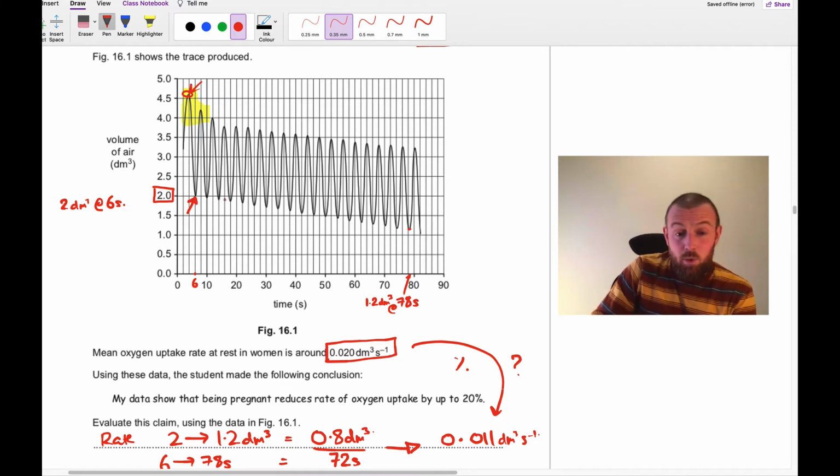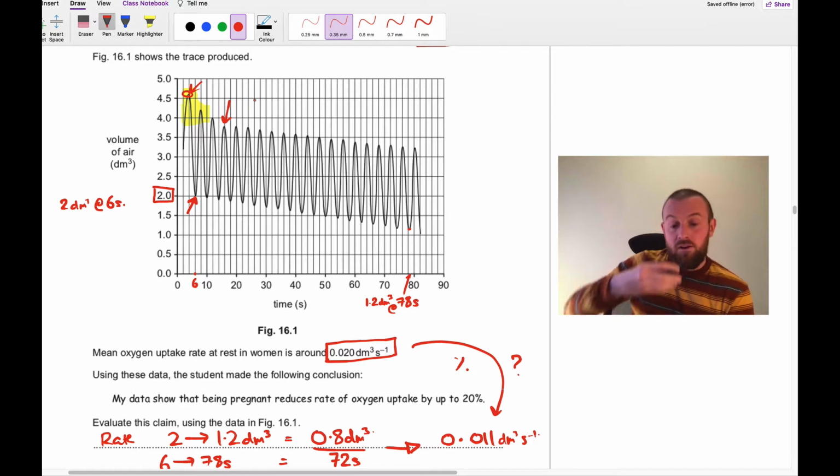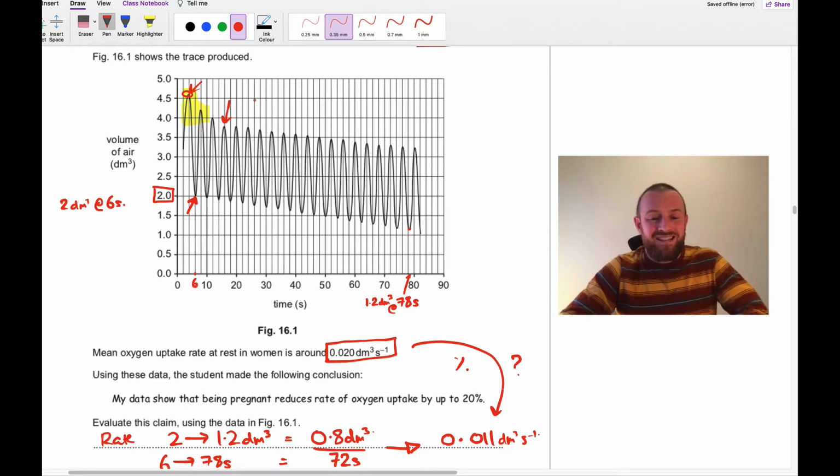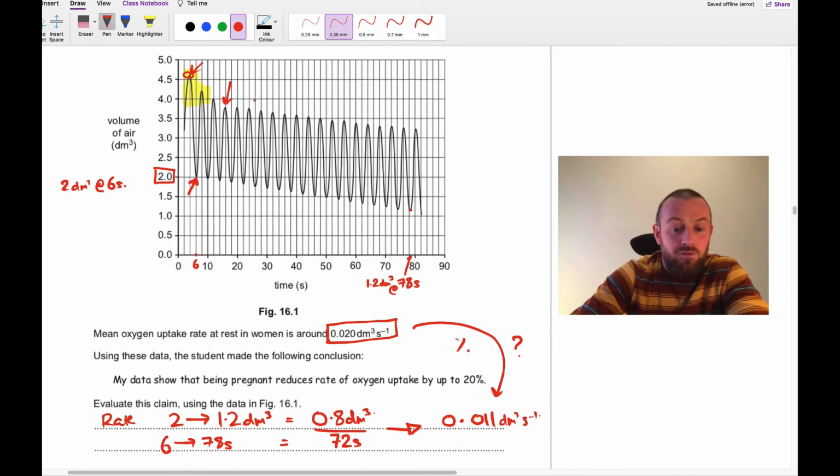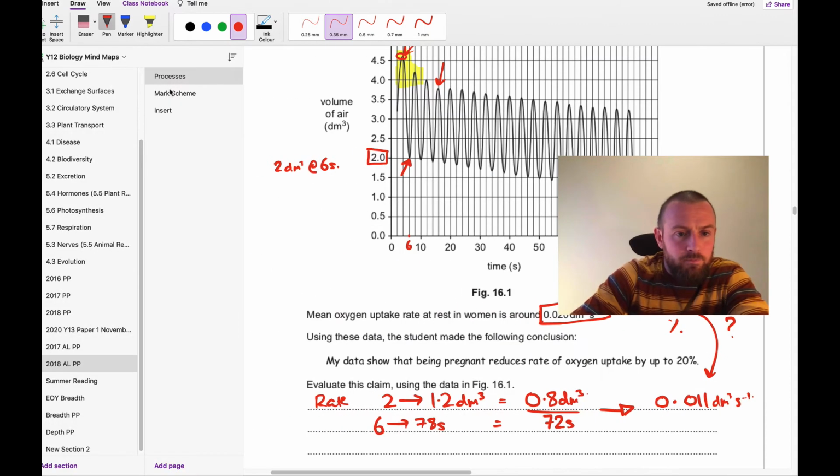Actually, these points down here represent when the air is being inhaled out of the spirometer, and these points up here represent when the air is being blown into the spirometer and exhaled into it. So I think that would give you the marks. Let's look at the mark scheme.